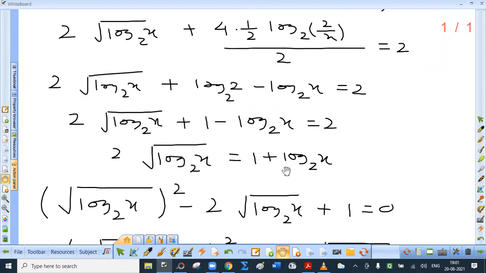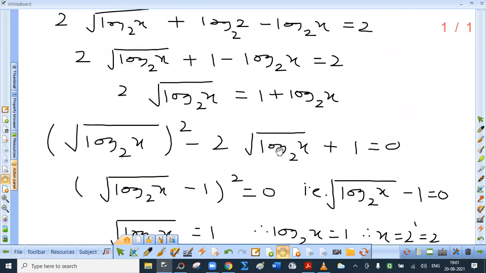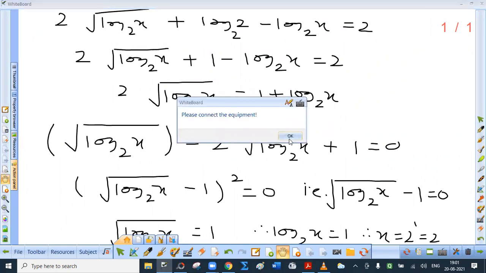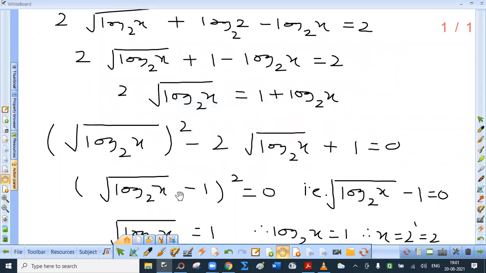But if you observe, you will notice that log x to the base 2 is square of what? Its root. See, what is x? Root x square. What is y? Root y square. So this log x is what? Square of root log x. Simple. Okay. Bring this term to other side. So minus 2 times this plus 1 is equal to 0. Note that this is square of root log x minus 1.